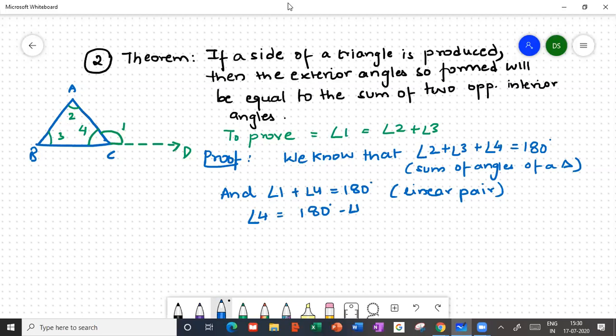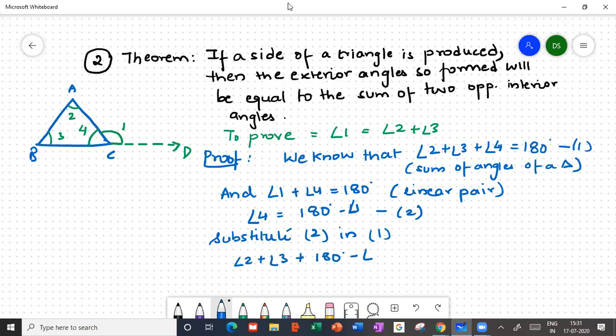So angle 4 is equal to 180 minus angle 1. I'm just showing it to you stepwise, so if anybody has not got it, you'll understand why they are equal. Now I substitute this in the first equation. It becomes angle 2 plus angle 3 plus 180 minus angle 1 is equal to 180. Taking the 180s to that side, angle 2 plus angle 3 is equal to 180 minus 180 plus angle 1, so angle 2 plus angle 3 is equal to angle 1. We got what we were trying to prove.